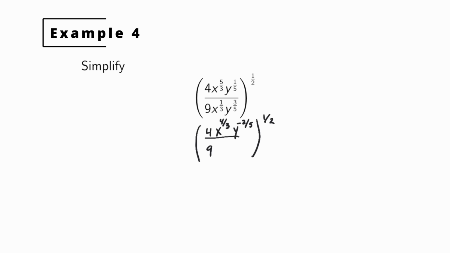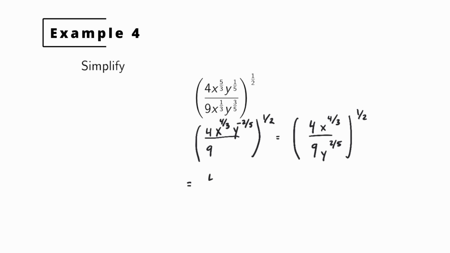The last thing I want to do here is, normally we will not write y to the negative 2/5 in the numerator. What we'll do is move that into the denominator. So we end up with 4x to the 4/3 divided by 9y to the 2/5. And then that's to the 1/2 power. Okay, so now apply that 1/2 power to every factor inside the parentheses.